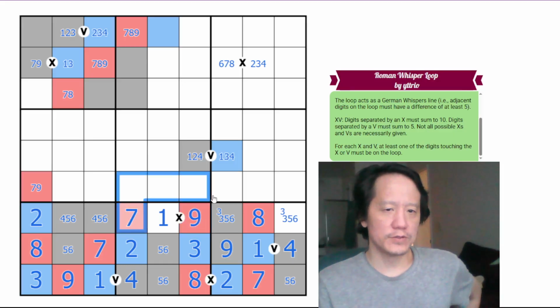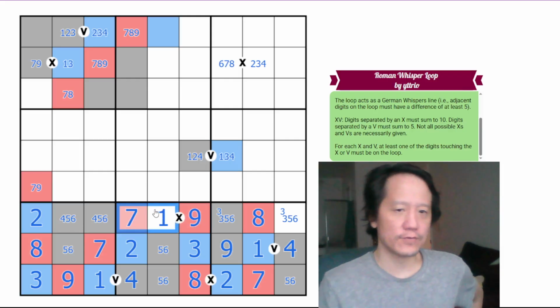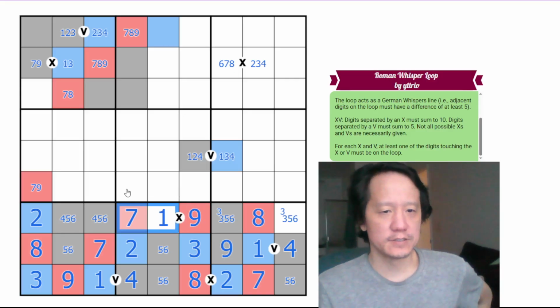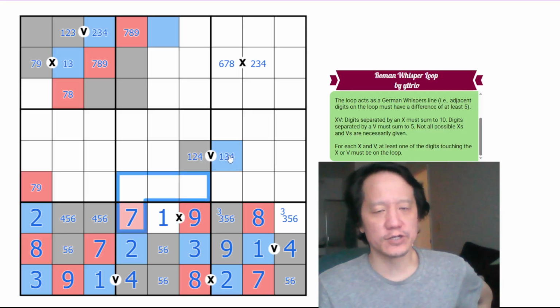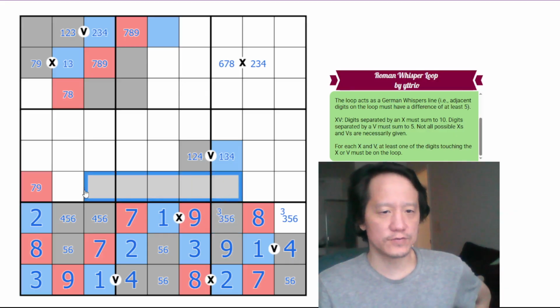Can it go this way? It's still possible. It doesn't have to go this way. It's likely that it goes this way, but it doesn't have to. Oh, wait. No, it does. If we try to go this way, it would touch itself here. So it cannot go this way. So that must go here, which means none of these can be on the loop because it would be touching itself.